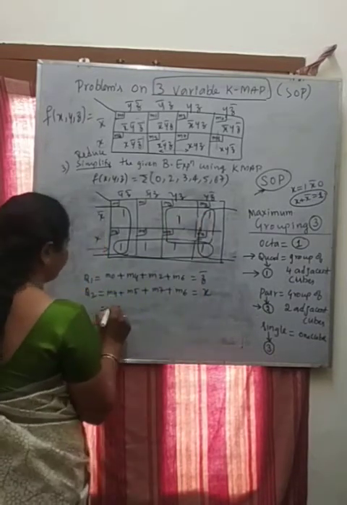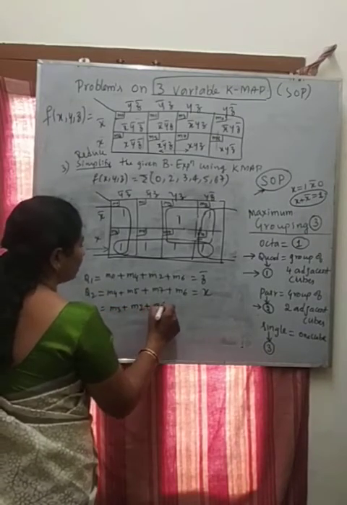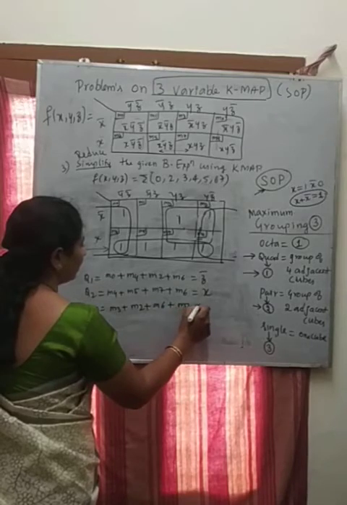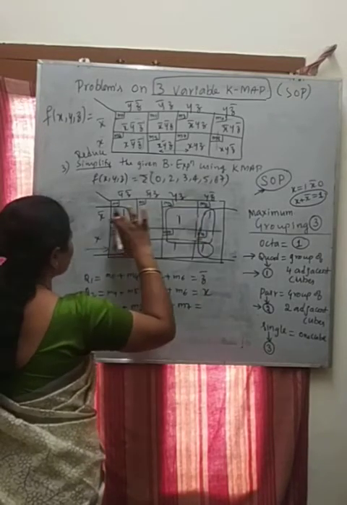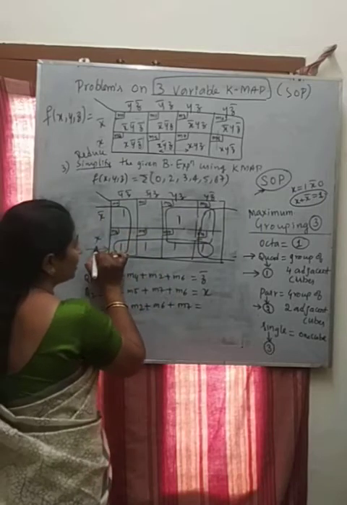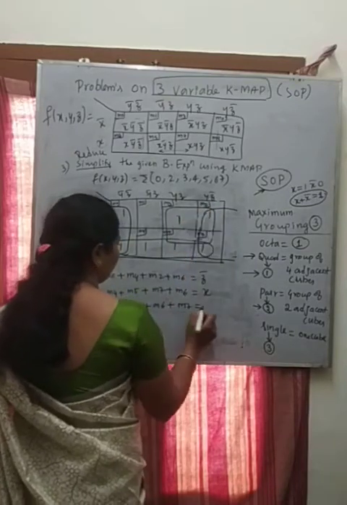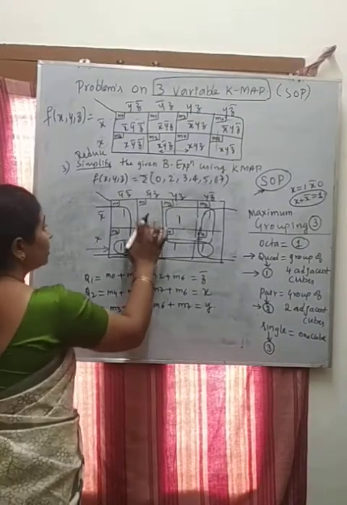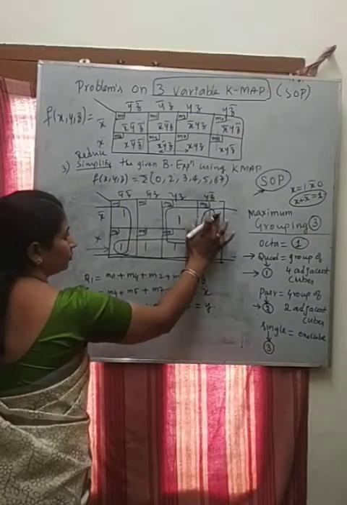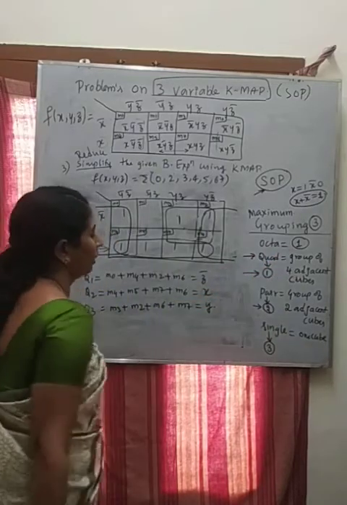M3 plus M2 plus M6 plus M7. What will it give you? That means X bar gets cancelled. Among these, what is the common? Y is common. It gives you Y. Suppose all of these were present, then it is an octa. Completely octa. Octa gives you output 1.